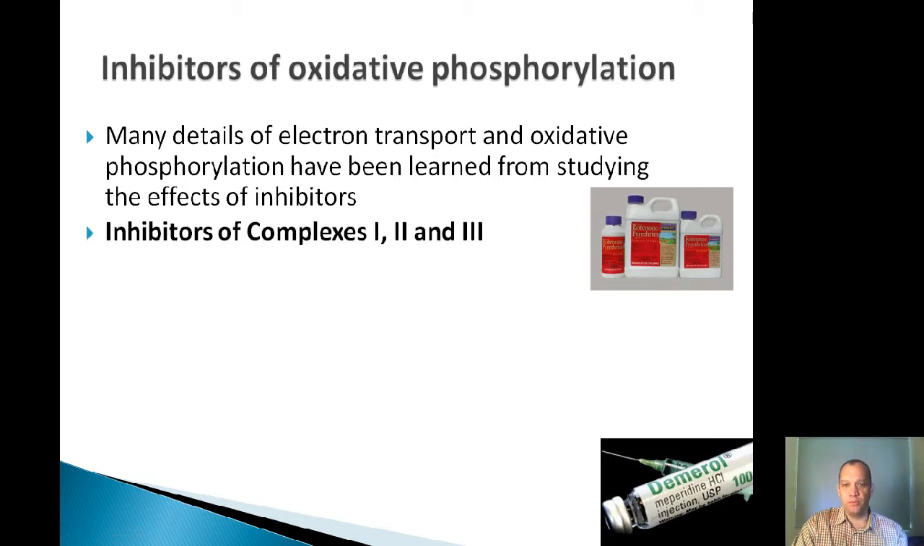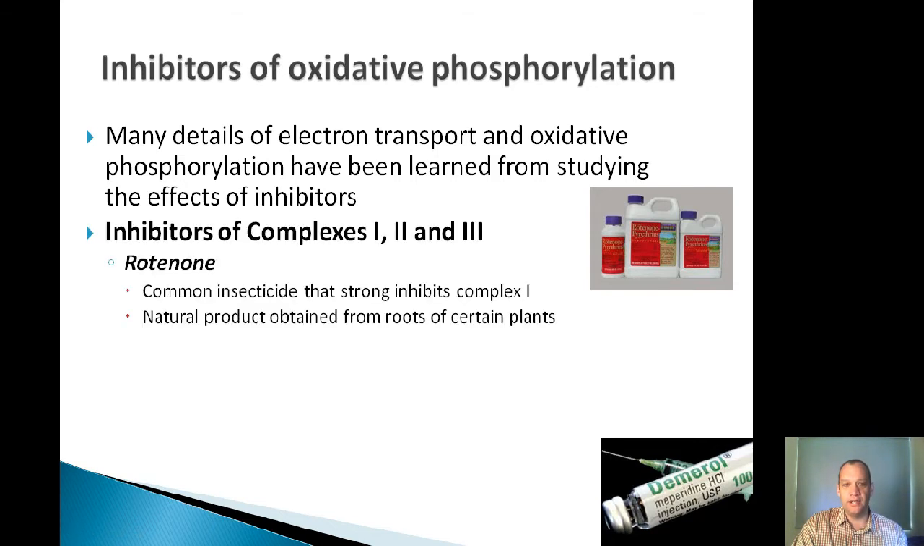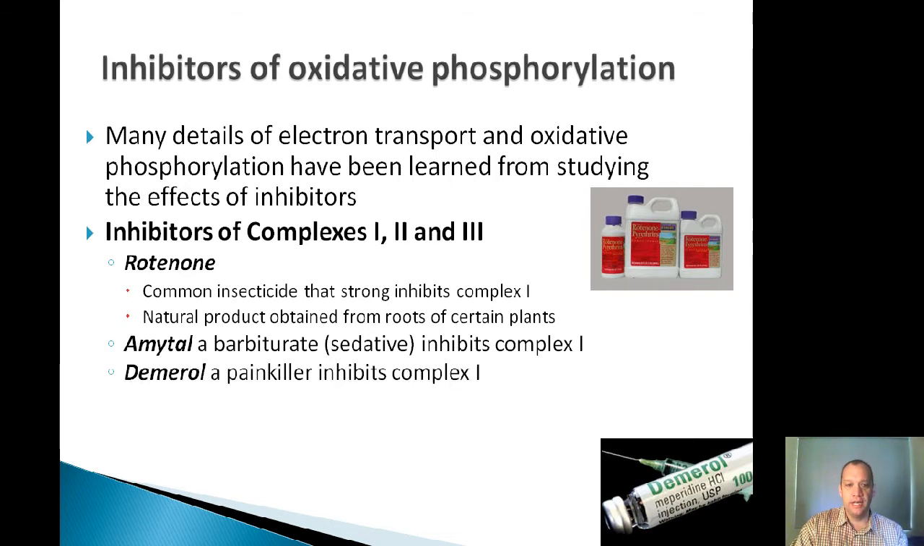So for complexes 1, 2, and 3, there are inhibitors such as rotenone, which is actually used as a common insecticide. It's a strong inhibitor of complex 1. It is also a natural product obtained from the roots of plants, and in certain cultures it has actually been used in fishing. Amytal is a type of barbiturate, which is a sedative that inhibits complex 1. Demerol is used as a painkiller. It's also an inhibitor of complex 1.